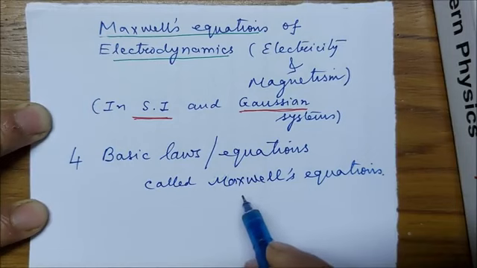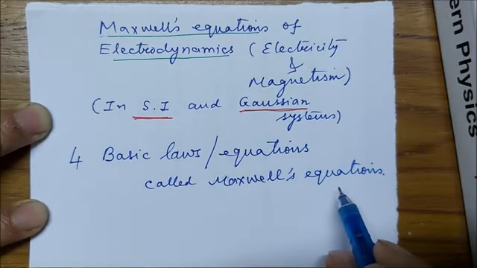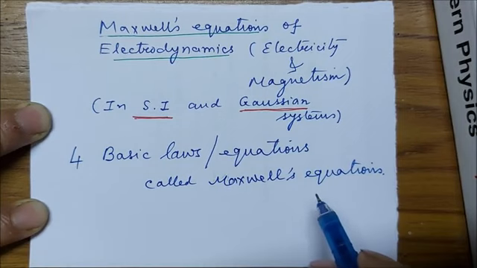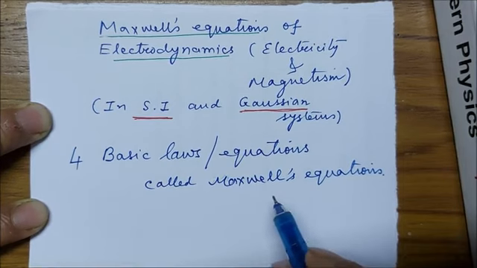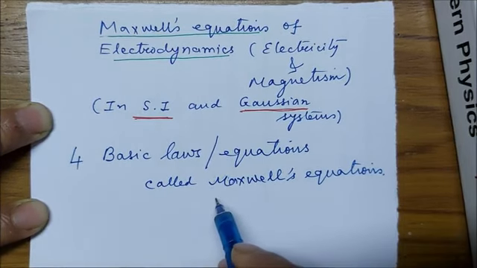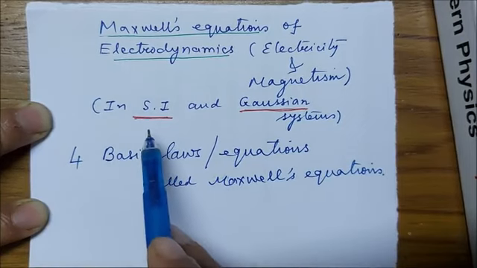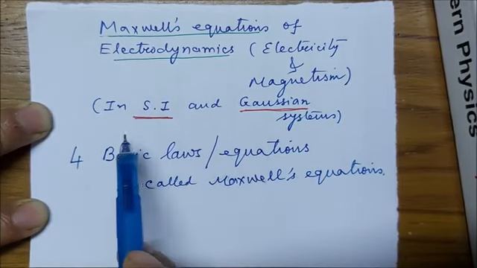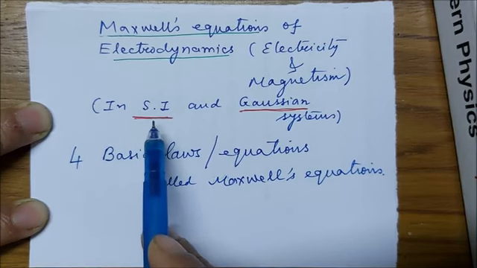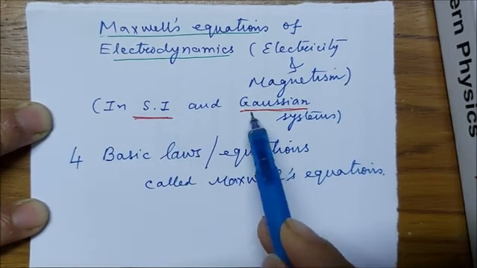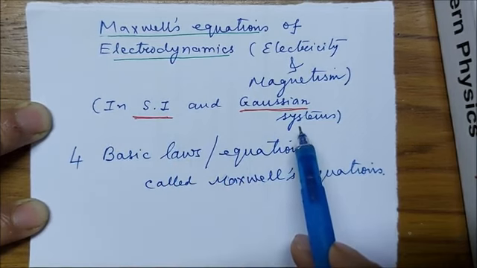In this class, we will not derive Maxwell's equations, we will not explain them, or mention their utility. Those will be discussed separately. In this class, we will just write down these Maxwell's equations in two systems of units. One is the system internationale or the SI system of units, and the other one is the Gaussian system of units.